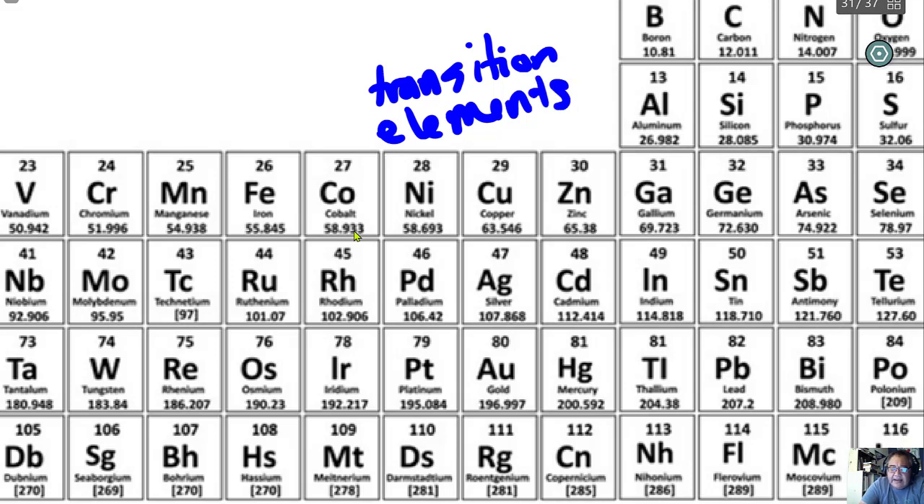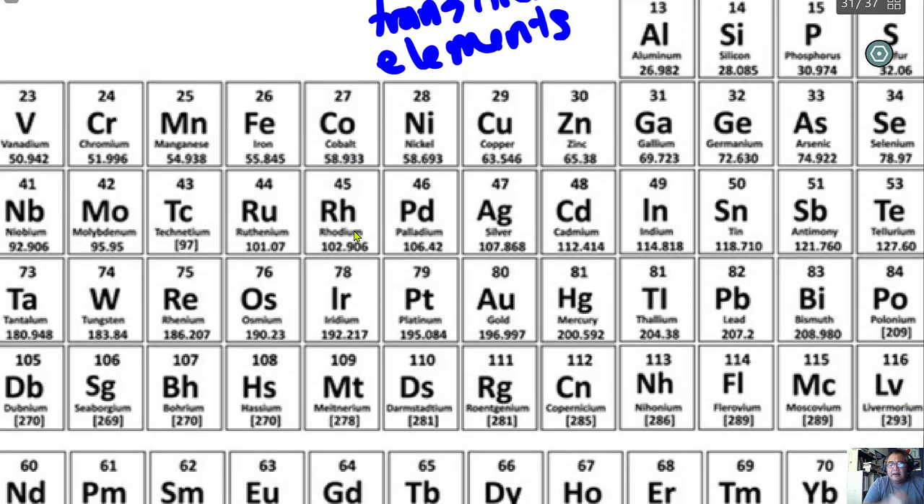Okay, and it has an atomic number of 28. It has the symbol Ni, and it has an atomic mass, and this is the atomic mass that's down here, of 58.693. Now, if it was just protons, you'd expect it to be around 28, and you'd be right, that's what it would be if it was just protons.